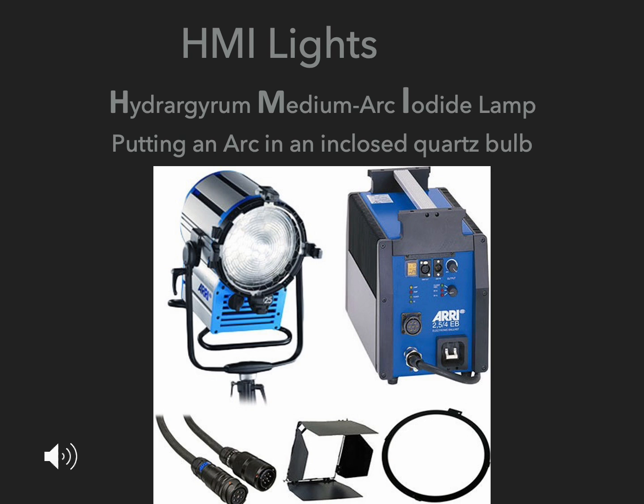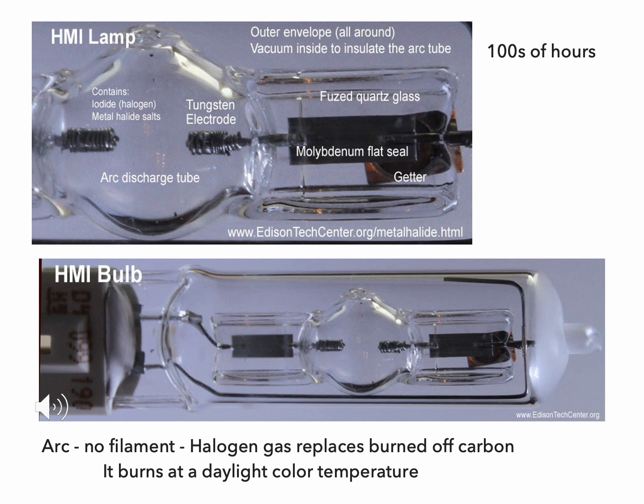The next development in lighting technology is the HMI. The HMI light is an enclosed arc. It's enclosed in that quartz bulb with halogen gas to be able to reattach the carbon particles. As you can see, there is no filament. An arc is created between the two electrodes inside this closed glass quartz enclosure. The quartz glass can take the high heat. The halogen gas reattaches the burned off carbon.